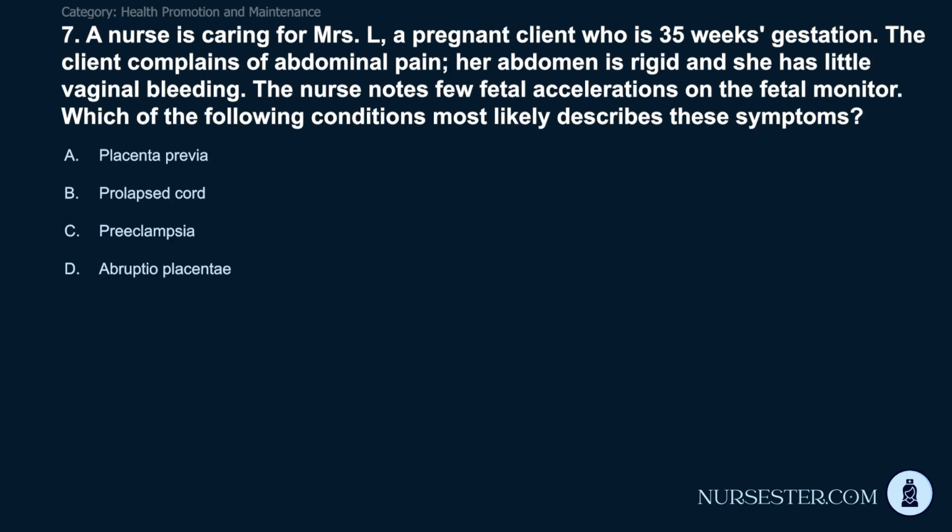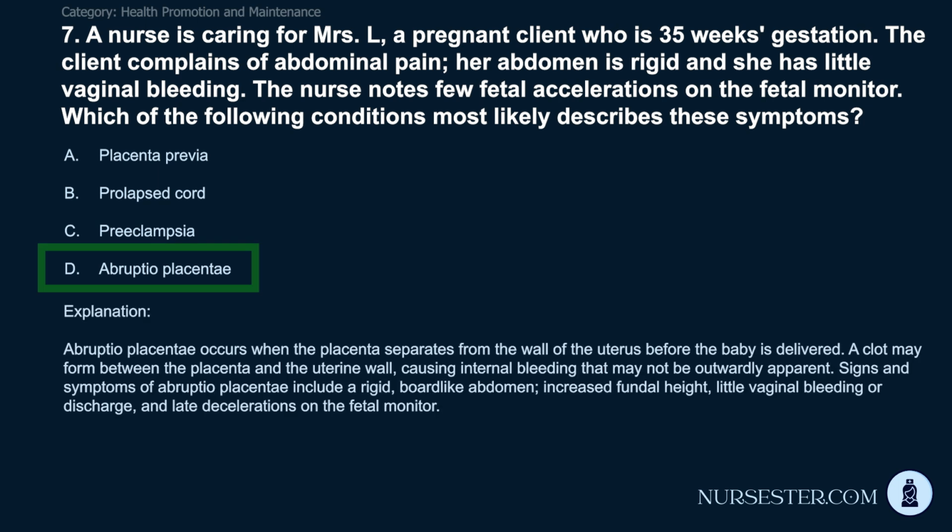7a. A nurse is caring for Mrs. L, a pregnant client who is 35 weeks gestation. The client complains of abdominal pain, her abdomen is rigid and she has little vaginal bleeding. The nurse notes few fetal accelerations on the fetal monitor. Which of the following conditions most likely describes these symptoms? A. Placenta previa. B. Prolapsed cord. C. Preeclampsia. D. Abruptio placentae. Correct answer, D. Abruptio placentae.